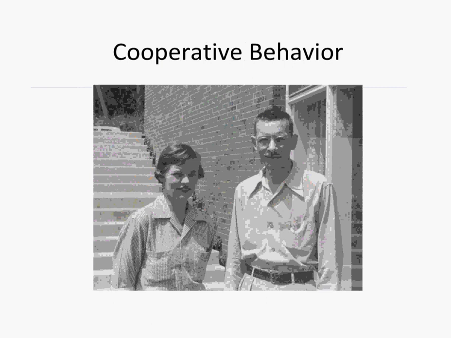There's cooperative behavior, which here's our favorite couple, Hershey and Chase, who weren't a couple. They just cooperated. They worked as a team and they came up with something really important. And so not only do you see this in our own species, but you see this in many other species cooperating with one another to achieve a required or a necessary type of result.